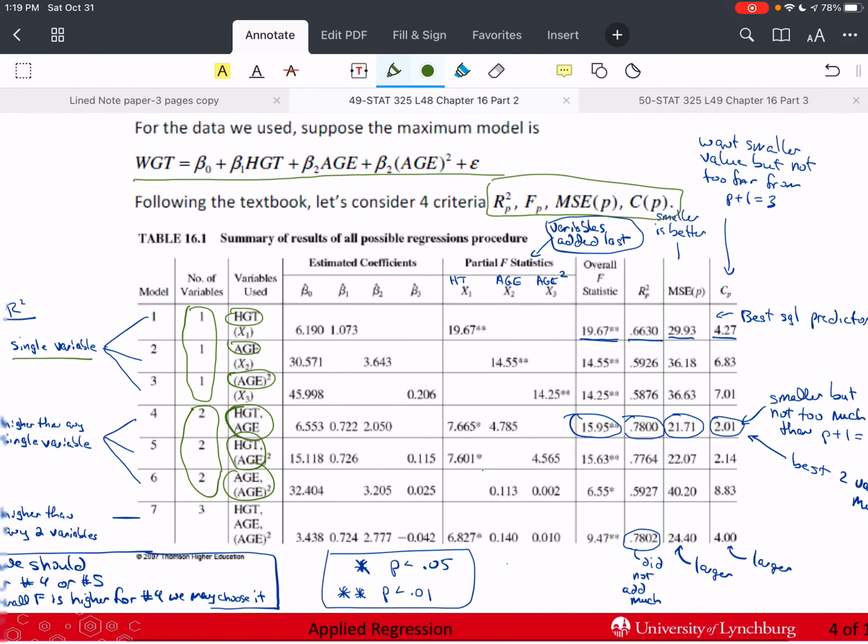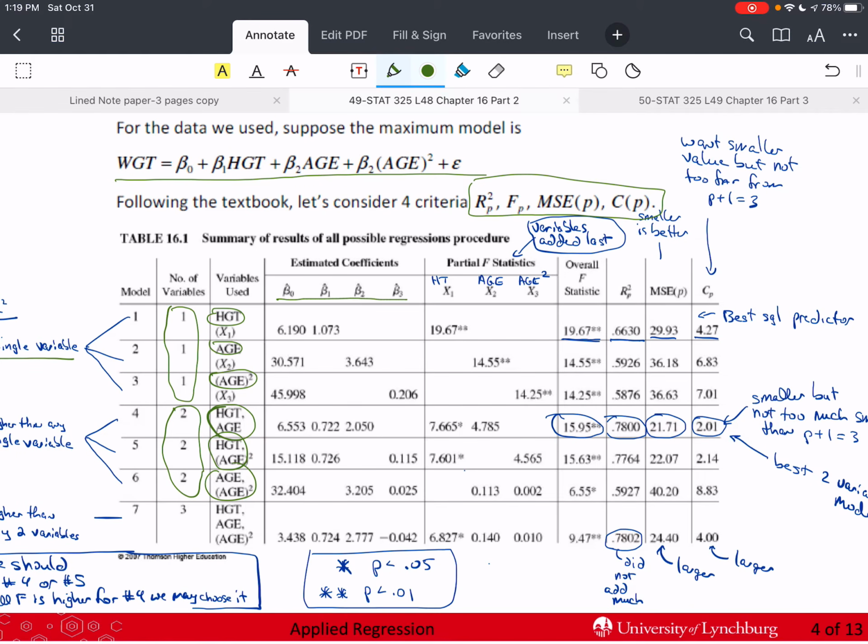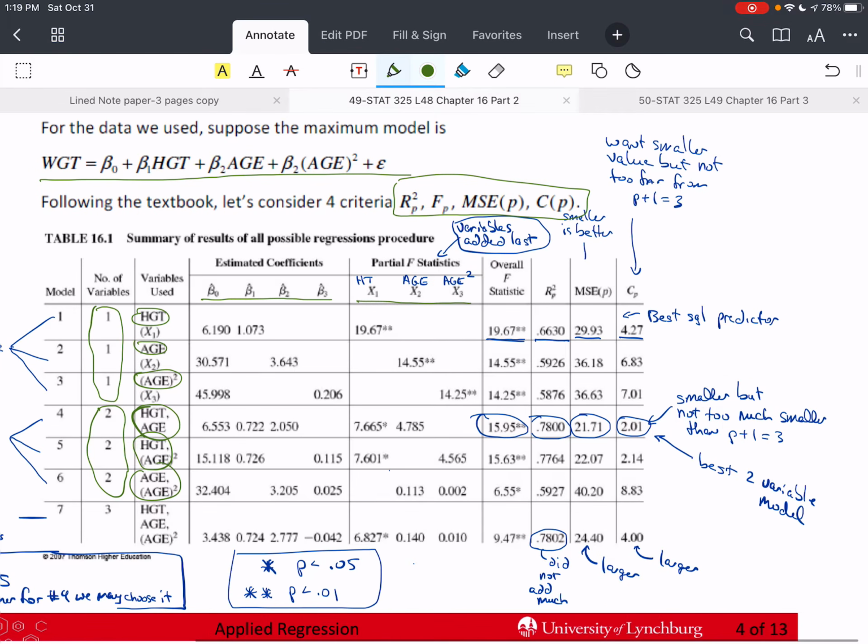Okay. They've given us the coefficients, which we're not really going to look at, but they do give us the partial F statistics. For the one variable model, it's easy. It's just the one variable compared to the null model, right? And so that's pretty easy to look at. So you could think of that as variables added first or variables added last, but more likely you'd think about it as variables added first.